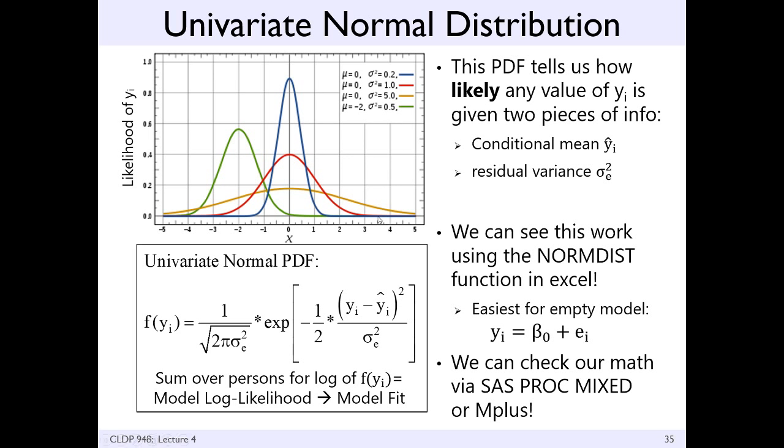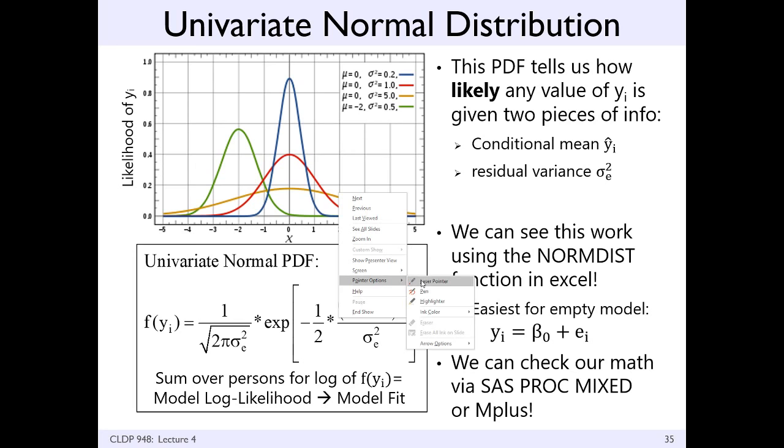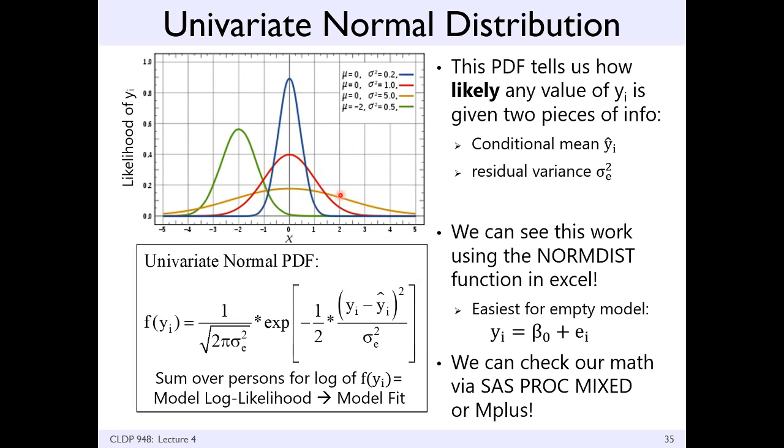So let's say I have a 2. I'm this yellow person right here. Let me get a screen pointer. There's your pointer. Here I am. This is me. I'm sitting right here. I have a 2 on my outcome. That's what I know about me.